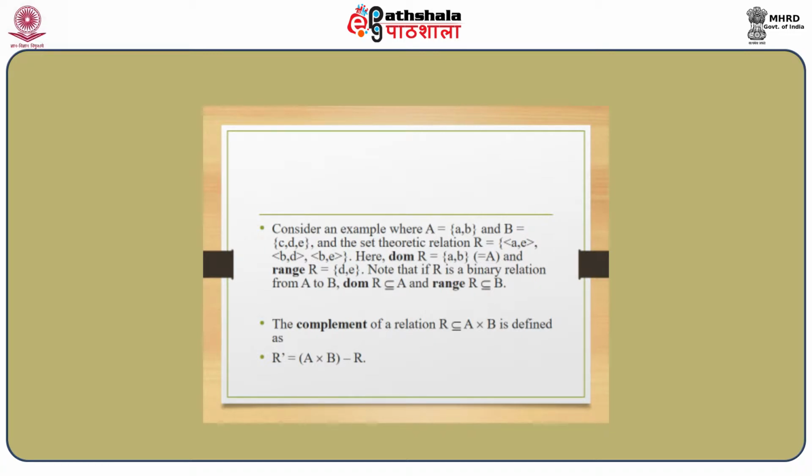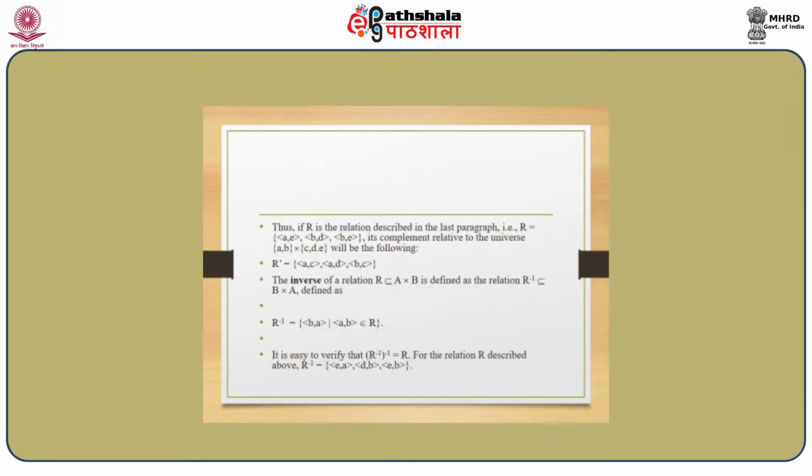Let us consider some operations on relations. The complement of a relation R between A and B is defined as R apostrophe equals the Cartesian product of A and B minus R. Note that the complement of a relation depends on what universe we are considering. This is because a relation can be a subset of more than one Cartesian product, and its complement will differ according to what Cartesian product we are taking to be the relevant universe.